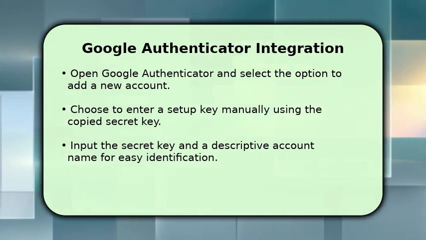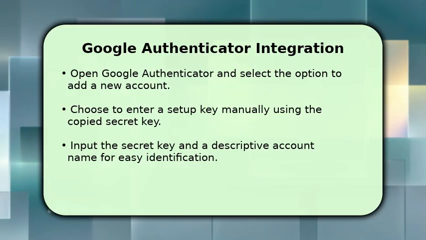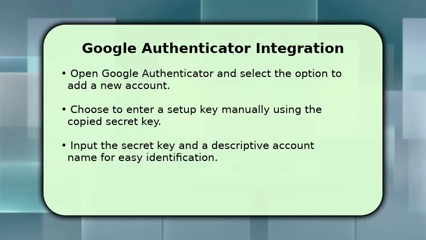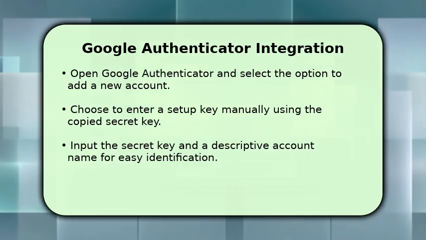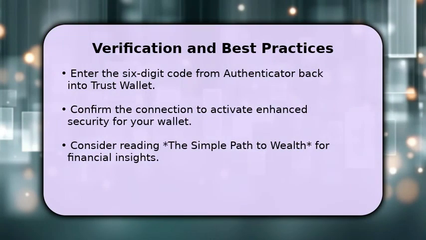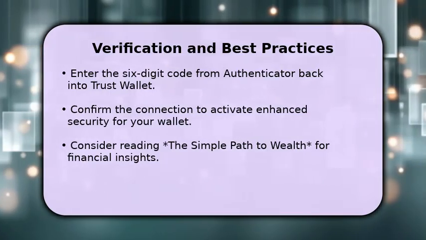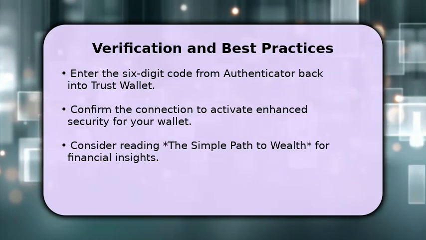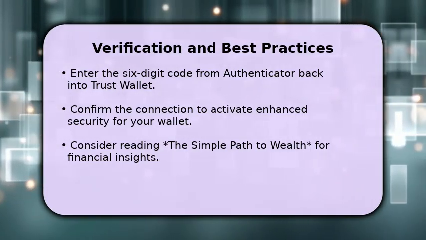Give it a clear name like Trust Wallet so you can easily identify it later. This step generates the time-sensitive codes you'll use for verification. Finally, return to your Trust Wallet. You'll be prompted to enter the 6-digit code currently displayed in your Google Authenticator for the Trust Wallet account.